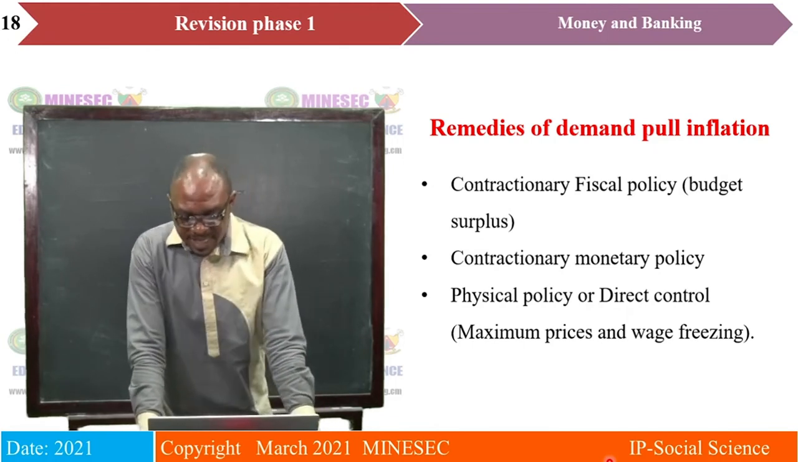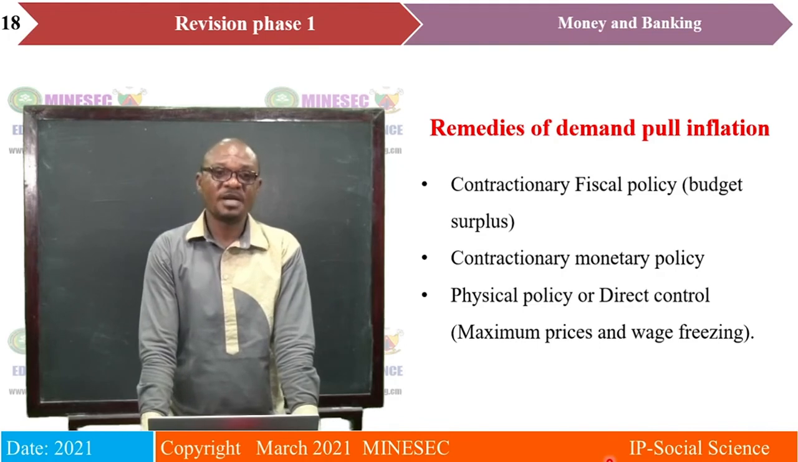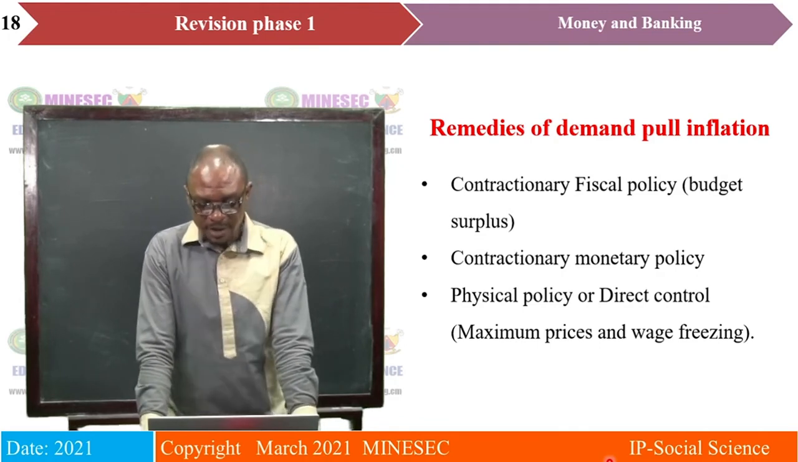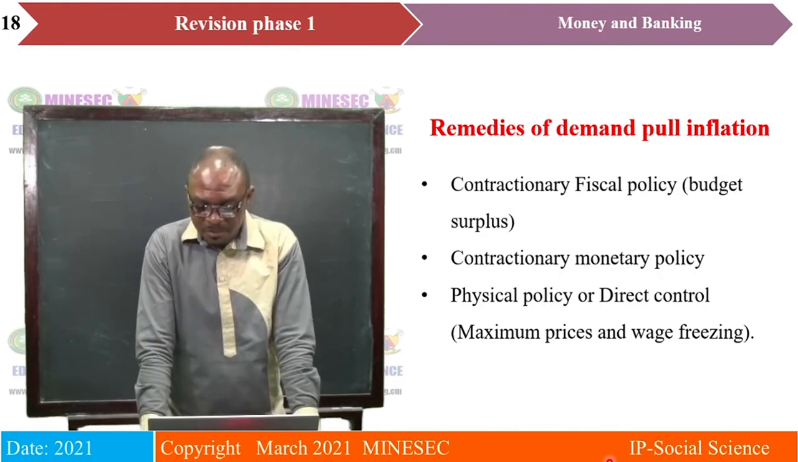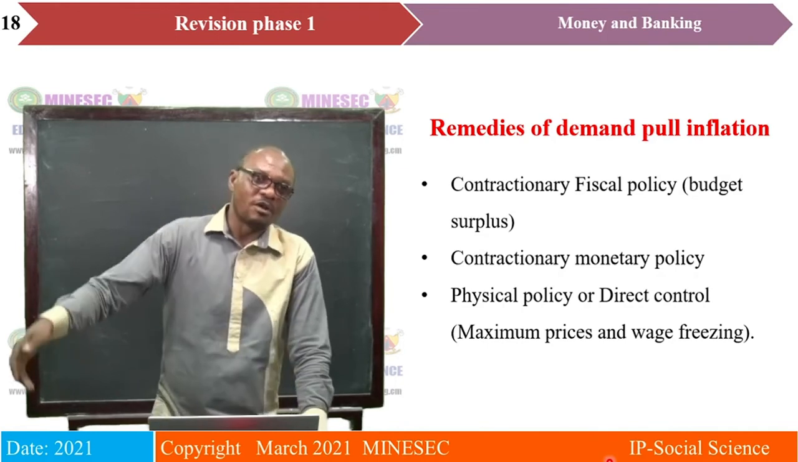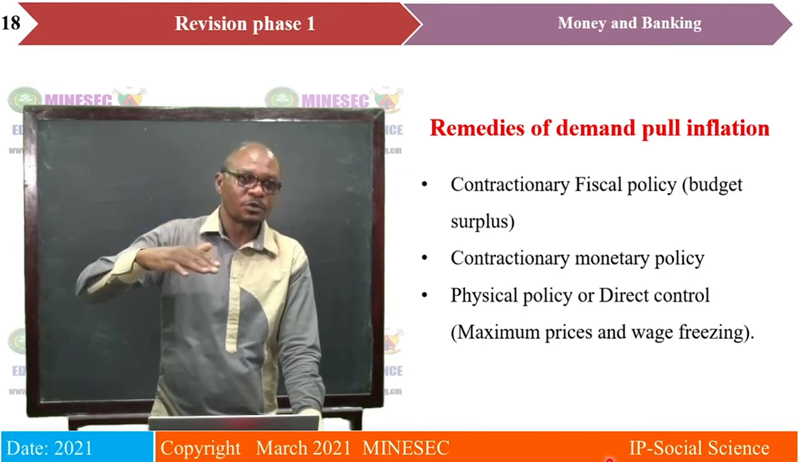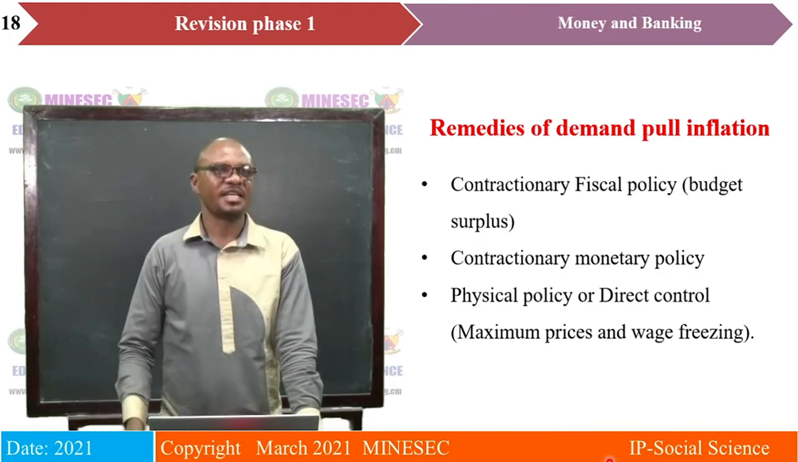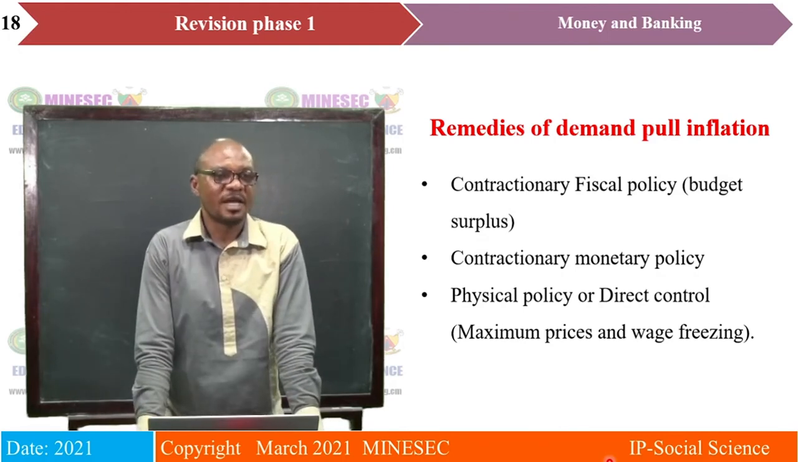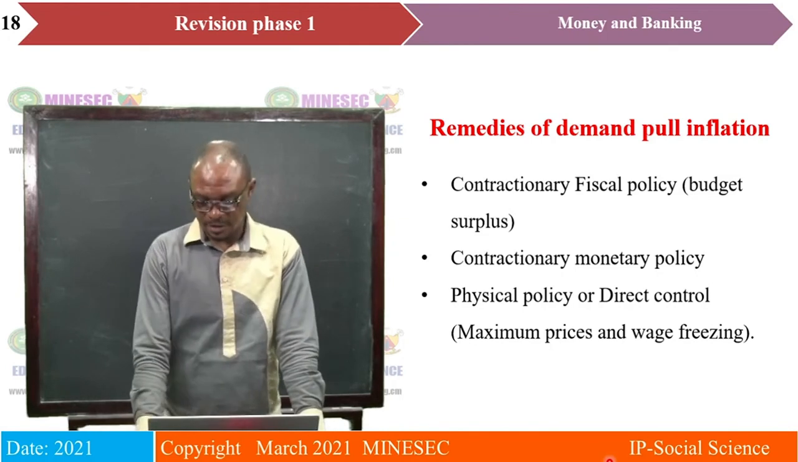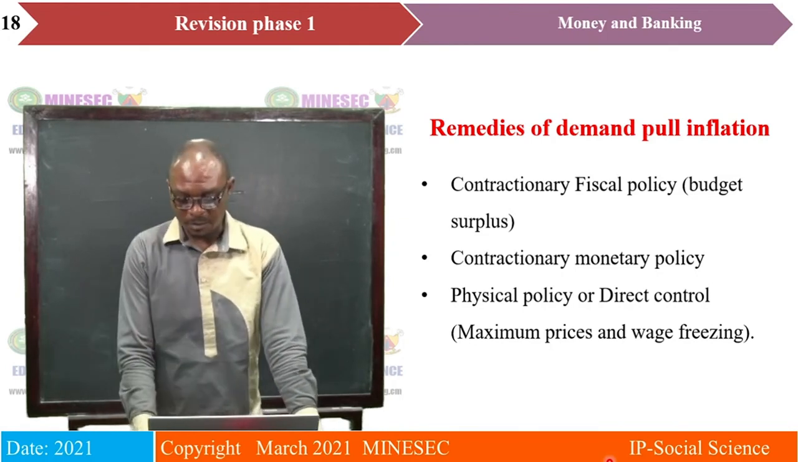We also have fiscal policy or direct control measures that can be used to reduce demand pull inflation. Here we are referring to maximum price control and wage freezing. Maximum price control is when governments impose prices on goods and services which are less than the equilibrium price. So that will mean that producers, even if they want to, will be prevented by law from selling goods above that price. So that also will drop demand pull inflation.